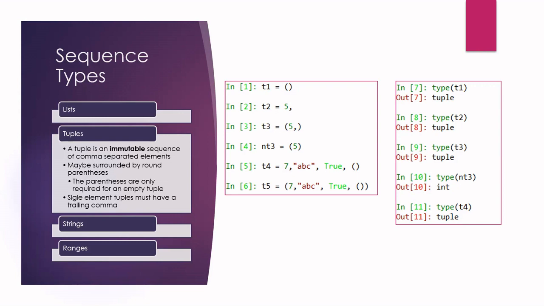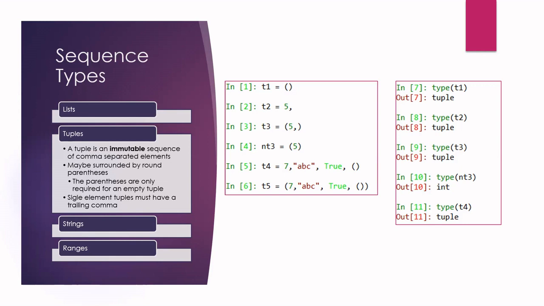Here, if you print the type, it will say it's a tuple. But if you forget to put the trailing comma, even if you're using the round parentheses, it will not recognize it as a tuple. It's just whatever is inside. So if you print the type of T3, because this is an int, it will tell you an int. It's only a tuple if it has at least one comma inside.